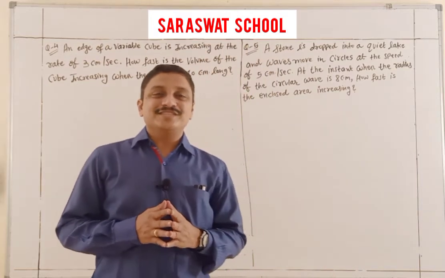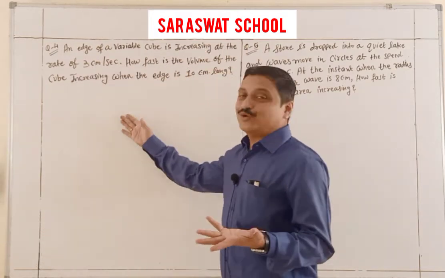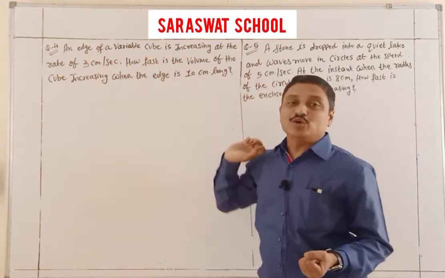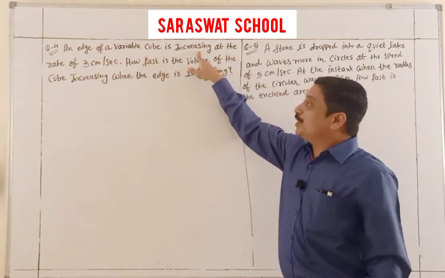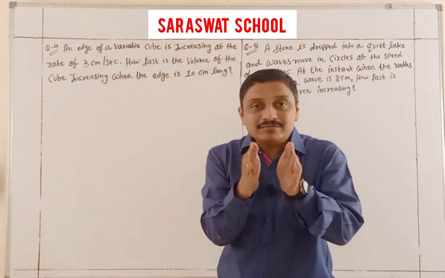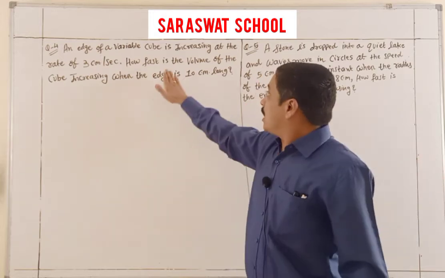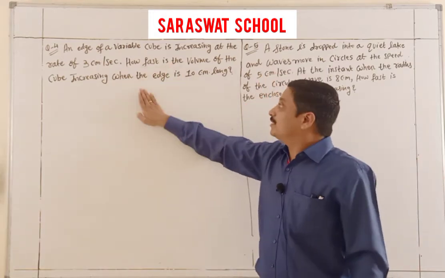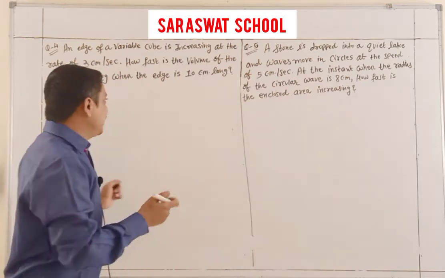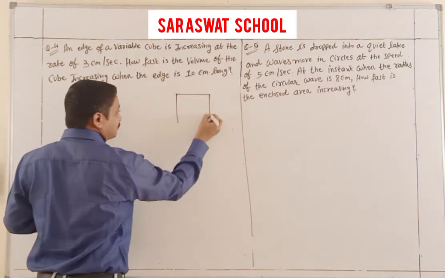Now students, one more numerical, question number 4 and 5. First of all, I am reading 4: the edges of a variable cube, again a cube is coming, are increasing at the rate of 3 centimeter per second. Here edges means the side is increasing. How fast is the volume increasing when the edge is 10 centimeter? So students, the drawing is the same.